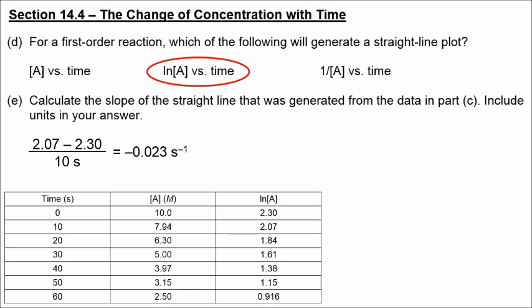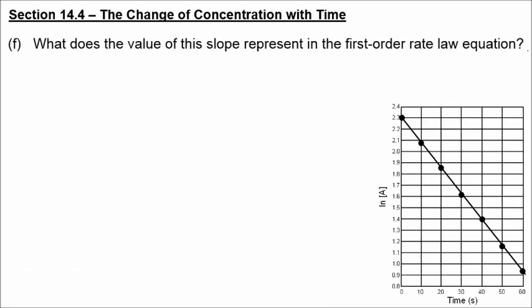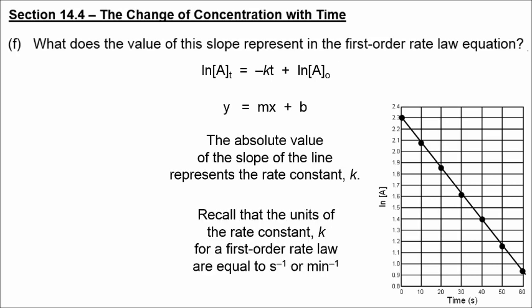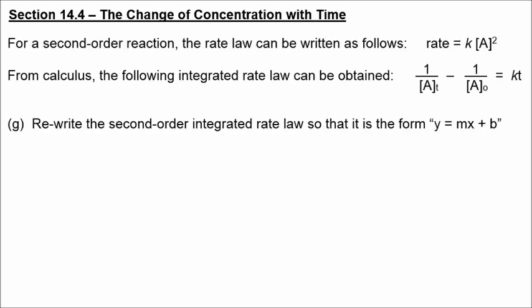We've already seen that the value of K has units of inverse time for a first order rate law. Doesn't matter which set of data we pick, we're going to get a slope of negative 0.023 inverse seconds. The value of this slope in the first order rate law equation is the rate constant. The absolute value of the slope of the line represents the rate constant K. And again, recall that the units of the rate constant K for a first order rate law are inverse seconds or inverse minutes. Now onto a second order reaction.